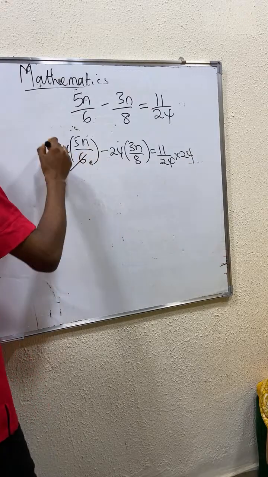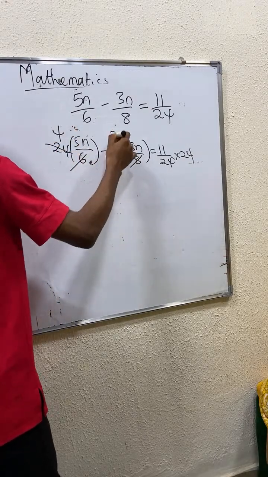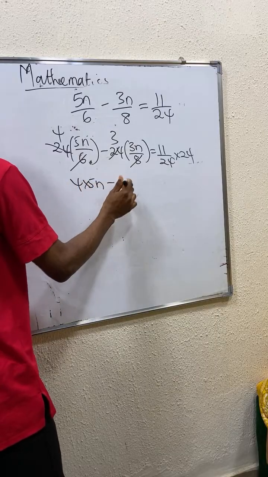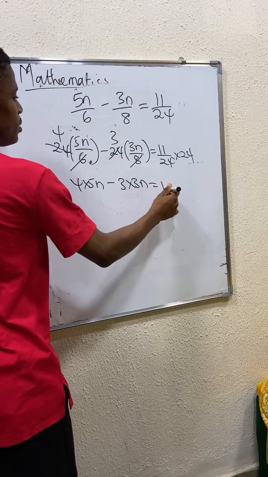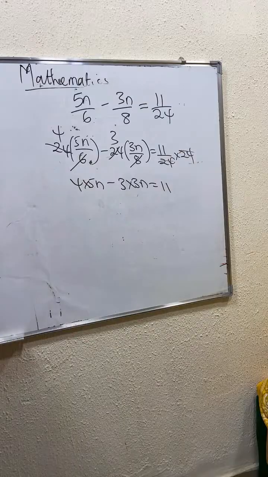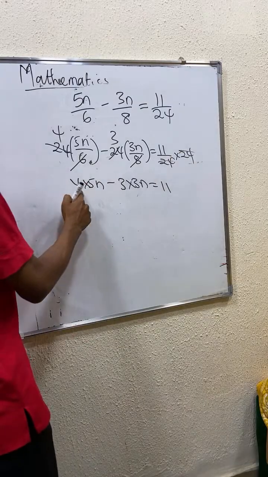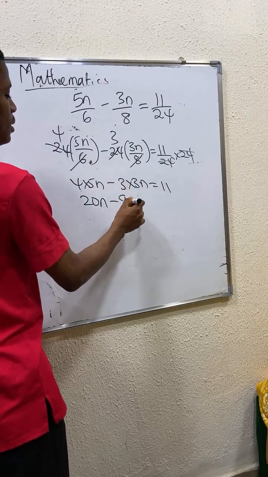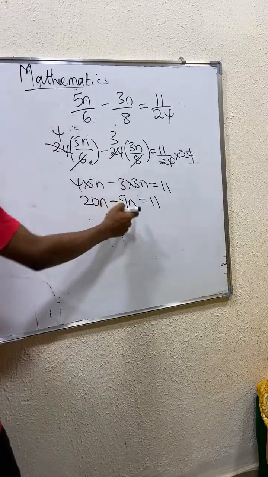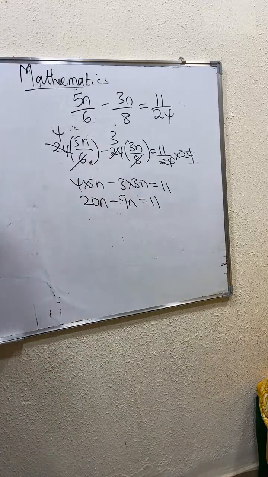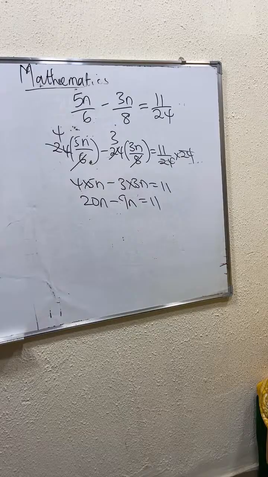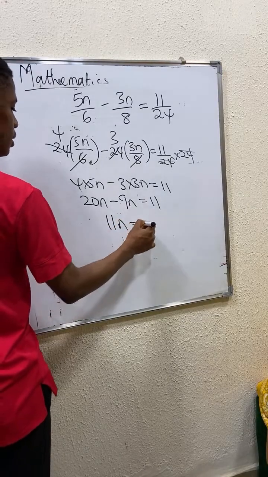Now, 6 divided, you have 4. 8 divided, you have 3. So you have 4 times 5n minus 3 times 3n is equal to 11, because these are up. Right? Yes. Okay, 4 times 5 is 20n, minus 3 times 3n is 9n, and that's 11. 20n minus 9n is what? 20n minus 9n is 11n, and that's 11.